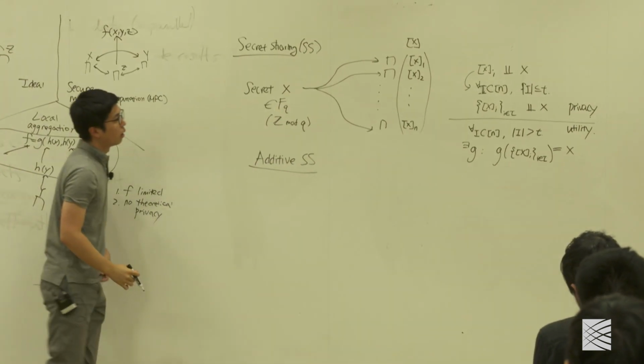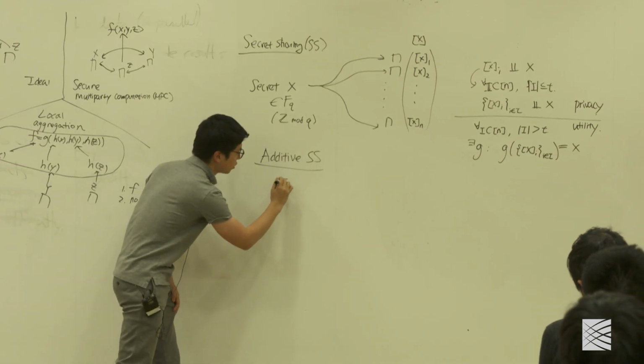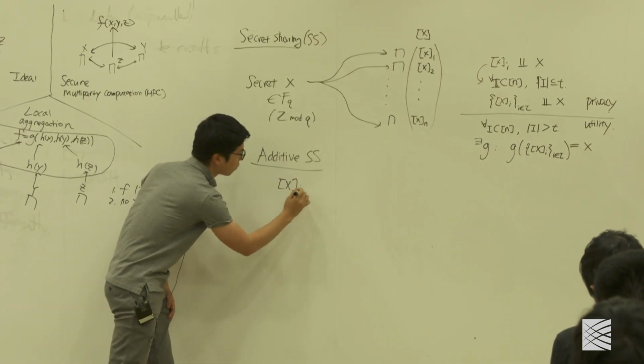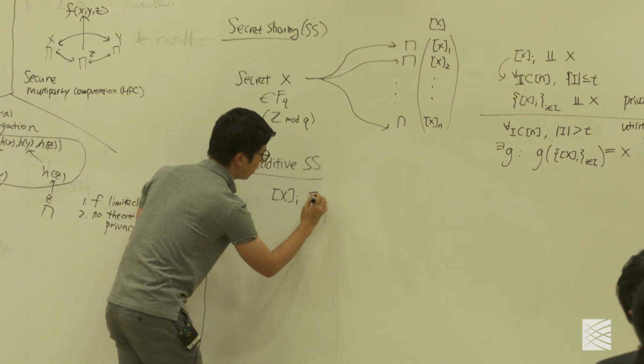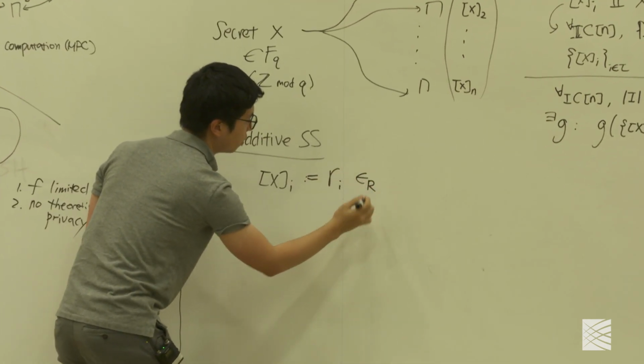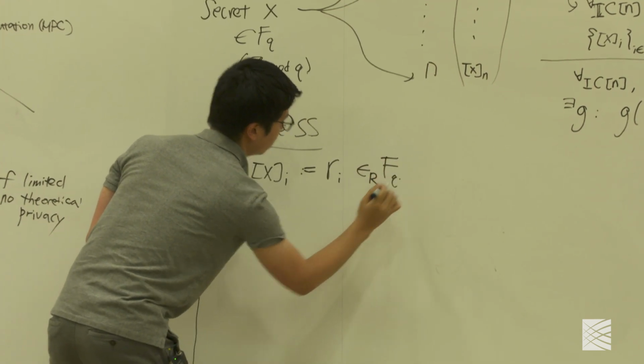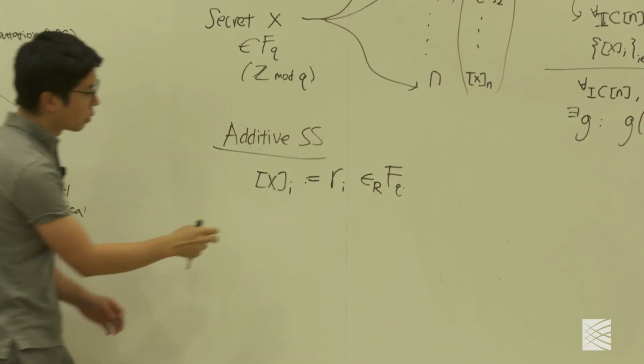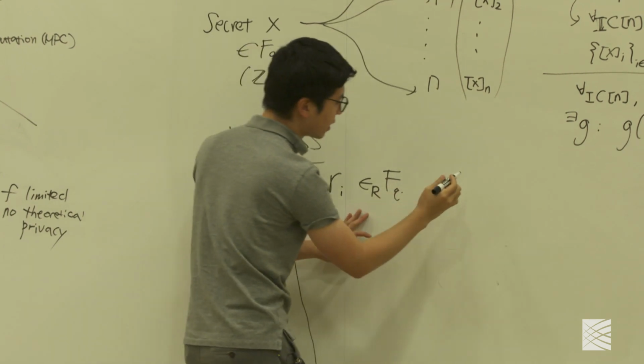And here, what we're going to do is set each share to be a uniformly random number from the finite field. So, random sample from field. And we're going to do this for all of the shares except for one.